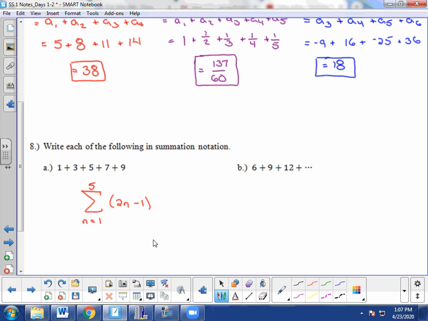If you take 3 and subtract 1, 4 and subtract 1, that's an odd number. 6 subtract 1, that's an odd number. So this would be our summation notation here. So 2n minus 1 represents this value.